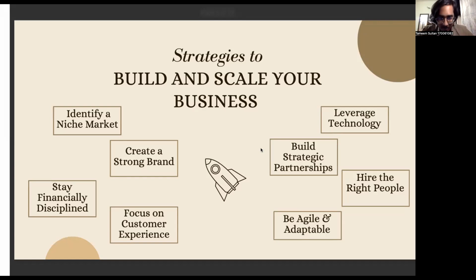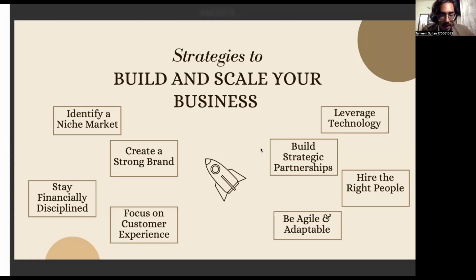Then leverage technology. Embrace new technology such as AI, blockchain or cloud computing to streamline your business processes and enhance your offerings. Technologies can help you automate tasks, improve efficiency, and create new revenue streams. And being technology management students, you have to know what you're doing.